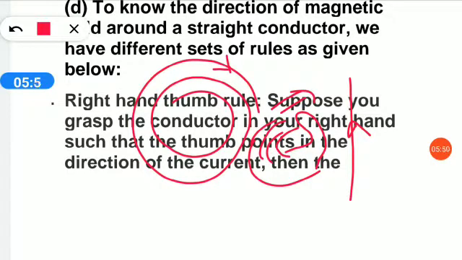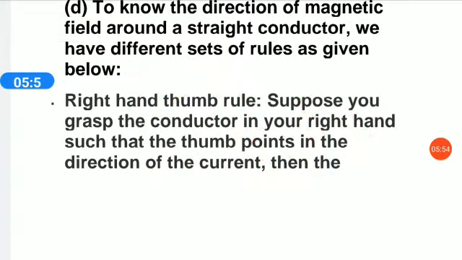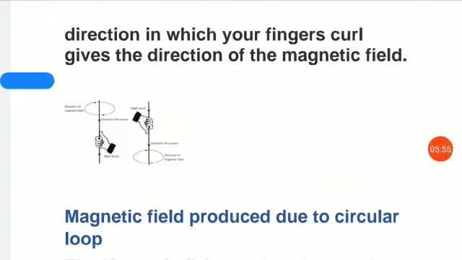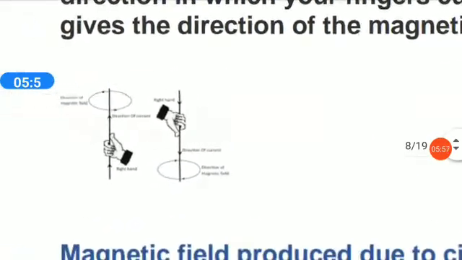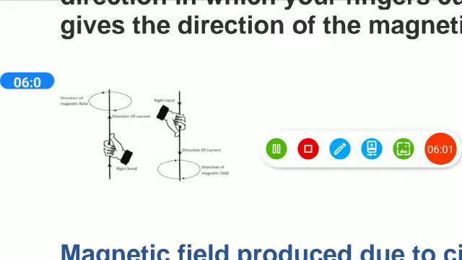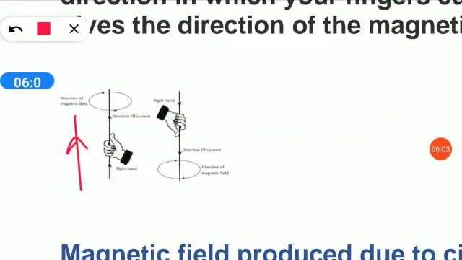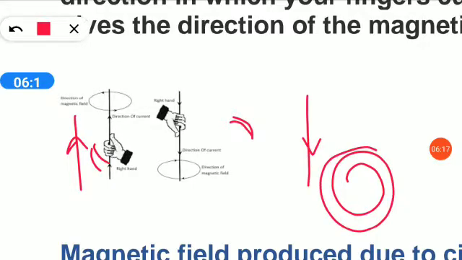Both of you try this with your right hand. You will get the direction of current. Here in the picture you can see the right hand thumb rule: as the thumb is going up, the fingers' direction is here, which means it is showing the anti-clockwise direction. But as the thumb is in the downward direction, it is showing a clockwise direction. It means the currents are moving like this. This is the clockwise direction.